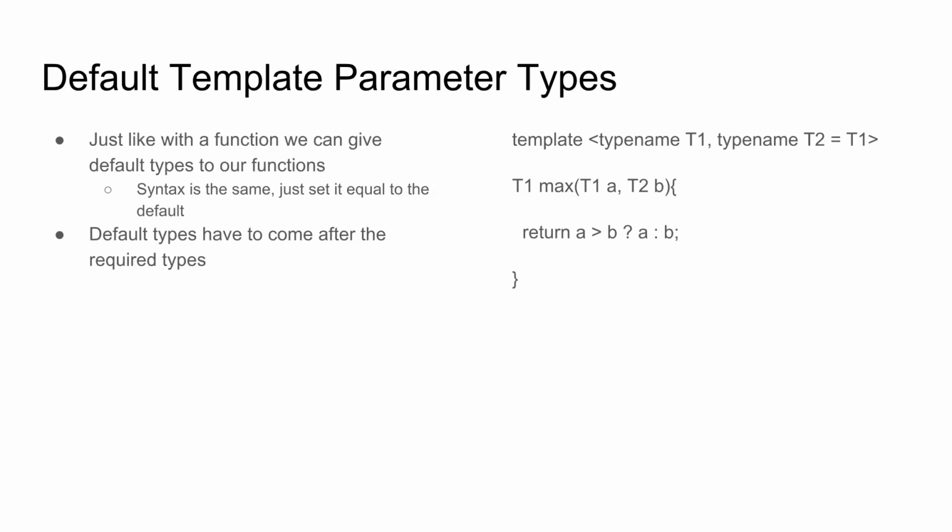You can also specify default parameters for your templated types. Just set it equal to what you want the default type to be. So here we said that T2 defaults to T1 if it's not given. The default parameter could be some hard-coded type like bool or int or double or my class, whatever it happens to be. It doesn't have to be the other template parameter. It could be any type that works.